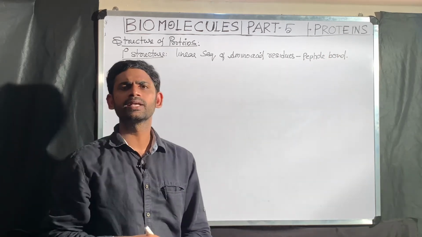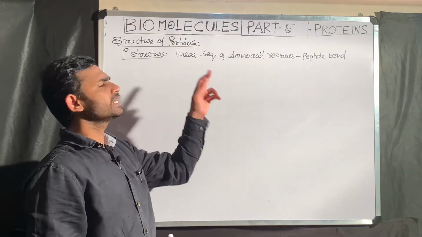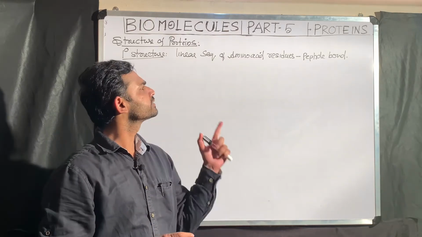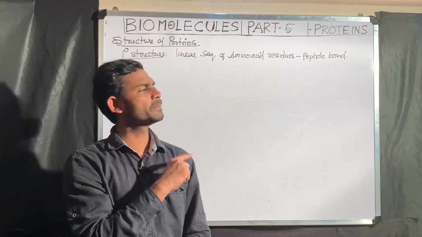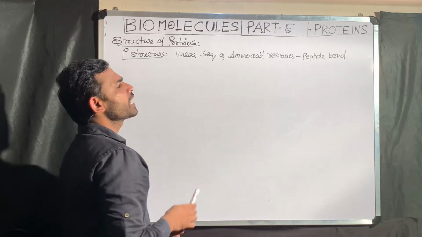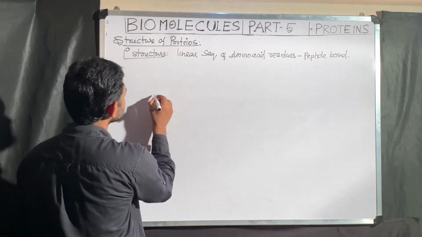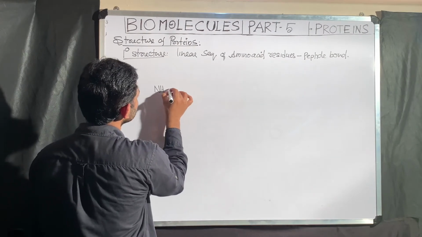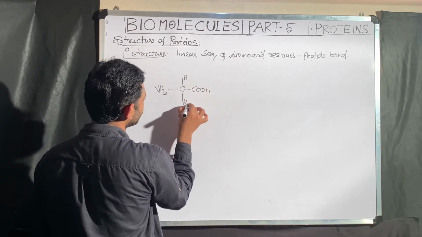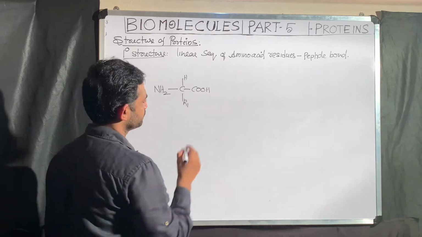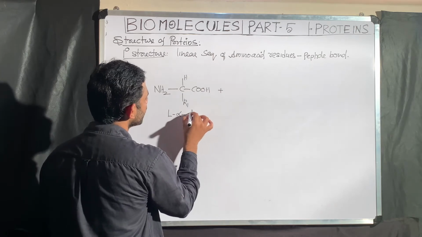What is the primary structure of the proteins? You know, primary structure is the linear sequence of amino acids linked or stabilized by the peptide bond. You should remember the peptide bond. Here I use amino acid residues, that I will also explain. For example, if I take NH2, C, COOH, H and R1. Now what does R1 mean? Amino acid 1. You should remember this is L-alpha amino acid 1.